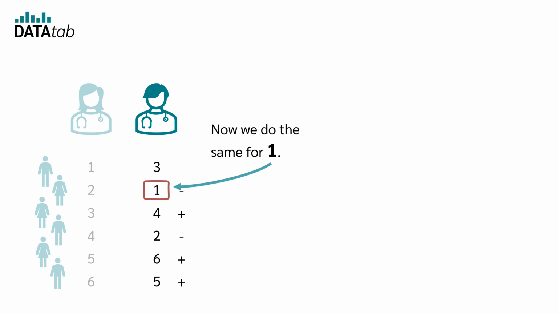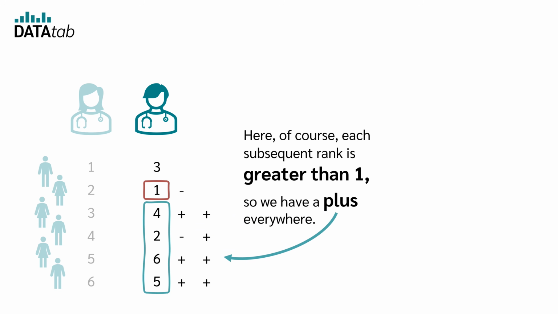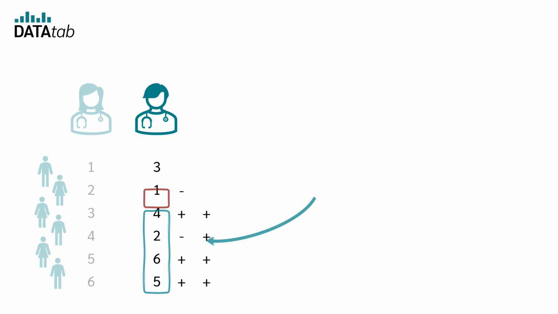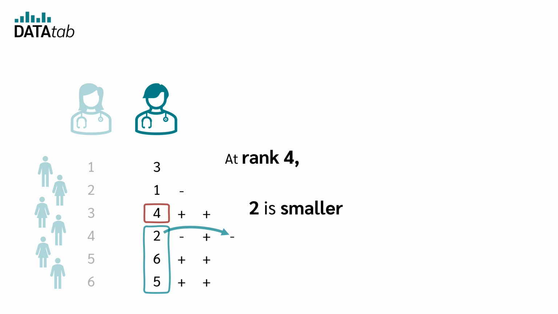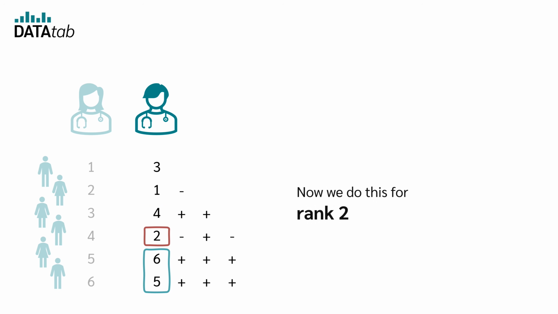Now we do the same for 1. Here, of course, each subsequent rank is greater than 1, so we have a plus everywhere. At rank 4, 2 is smaller and 6 and 5 are greater. Now we do this for rank 2 and rank 6.